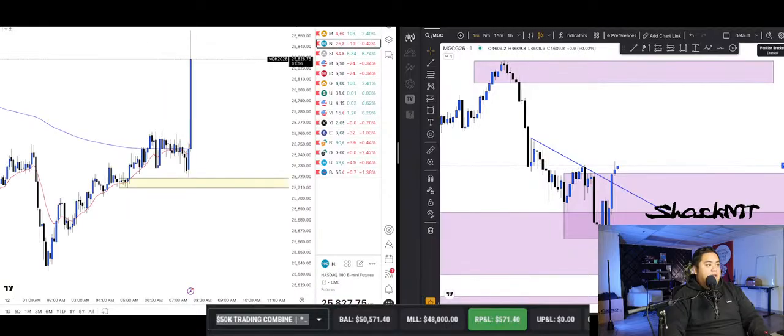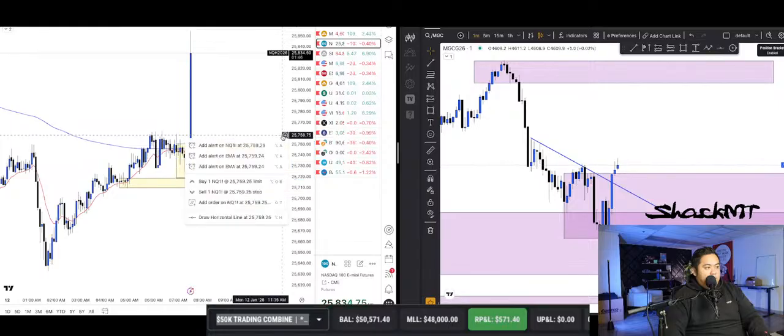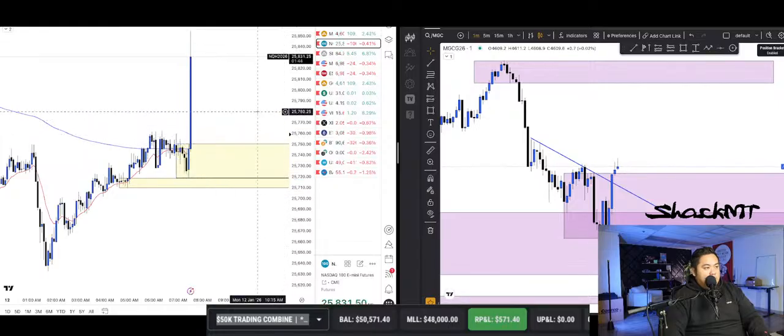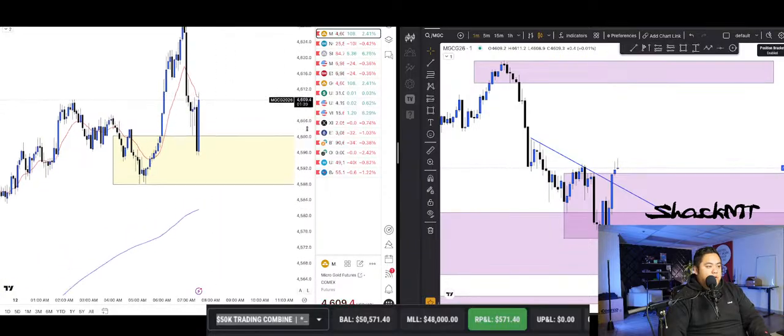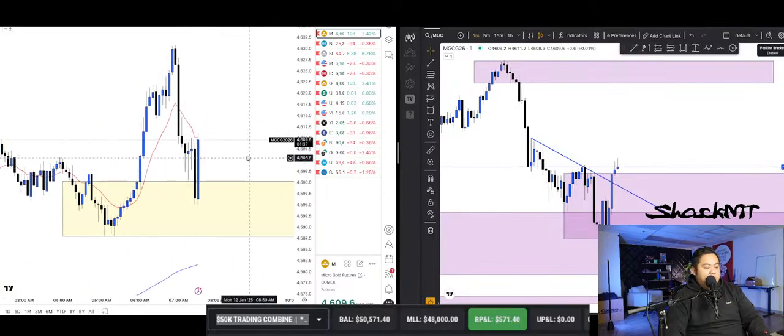So NQ had that nice run up. Very, very pleased with that run. Now I'm going to set my alerts for longs down here. I'm going to have my gold chart set up right here. It is freezing in my office.